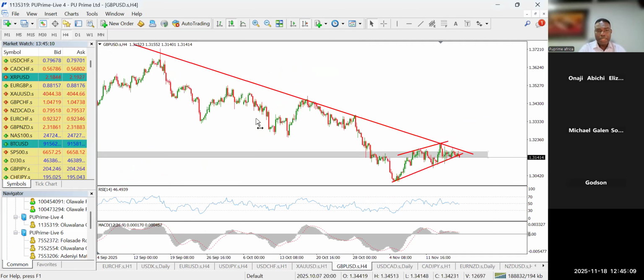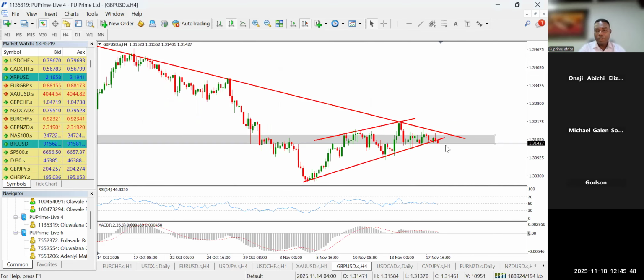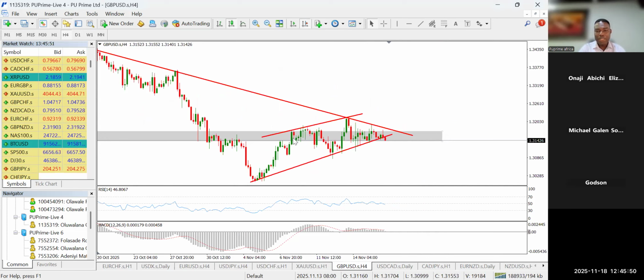We can see price making a series of lower highs. And there's now a confluence between the previous support, which is now turning resistance. So this region here is a confluence zone from where we expect price to drop further. So if you take it down to a lower time frame like 4 hour, this is what we have. You can see we have a rising wedge pattern, and this is that confluence area.